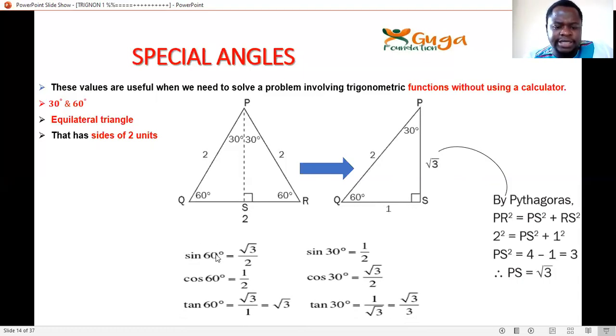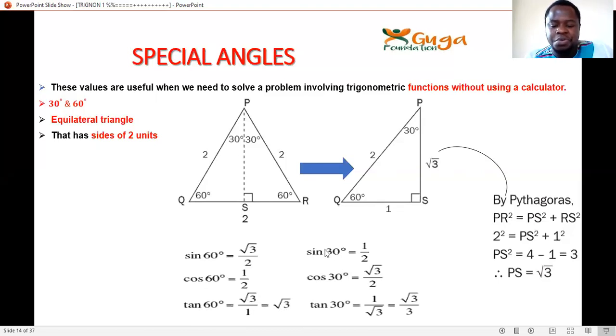Okay, sin 60 from the diagram will be opposite over hypotenuse. You've got root 3 over 2, and then cos 60 will be adjacent over hypotenuse, 1 over 2, and then tan 60 will be opposite over adjacent, root 3 over 1, which is equivalent to root 3.